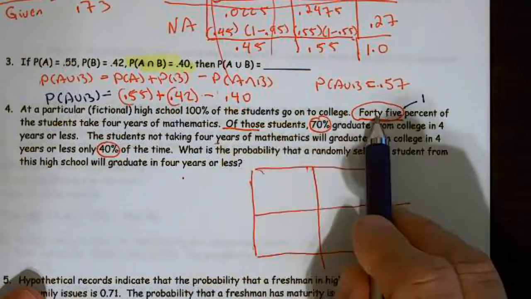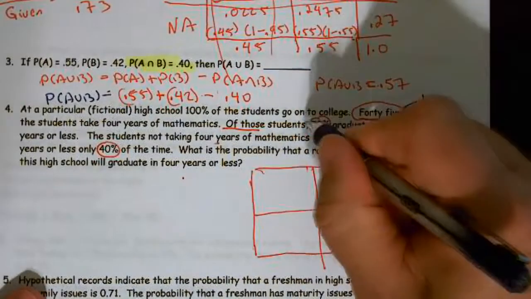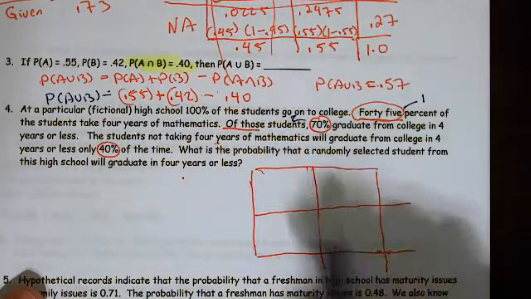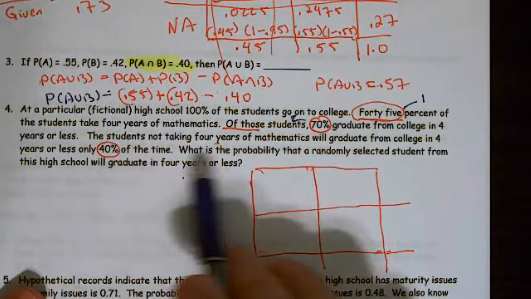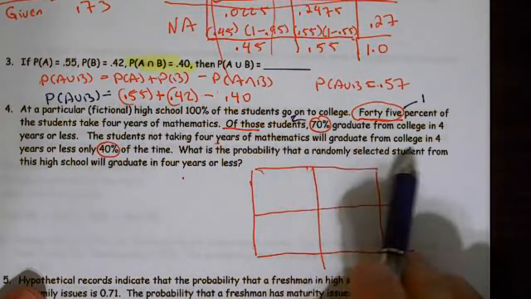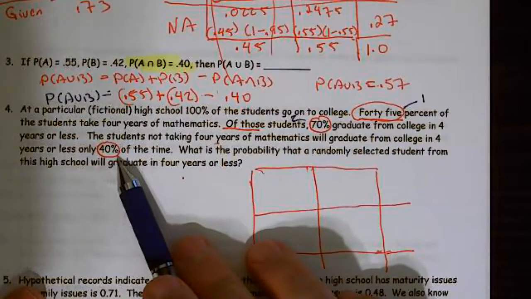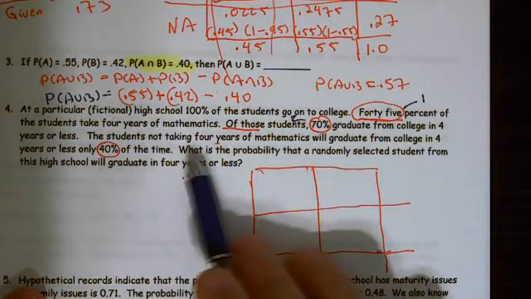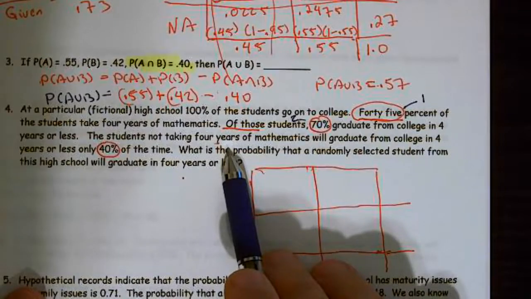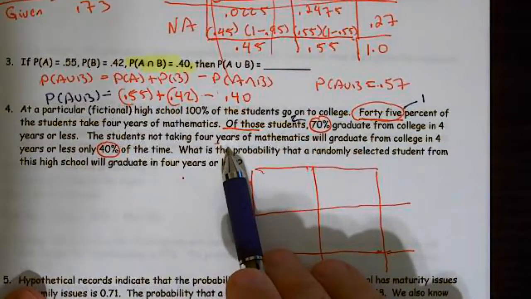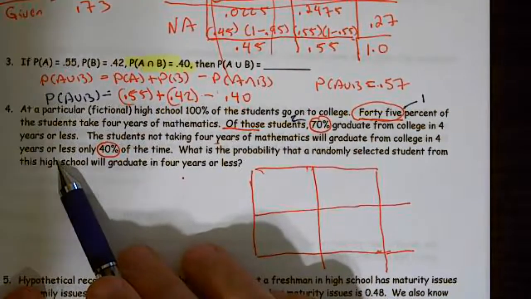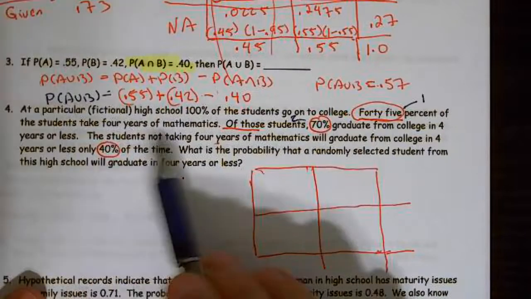So of those students, from the students that take math, this is going to be two variables. The students not taking 4 years of math will graduate from college in 4 years or less only 40% of the time. So not taking 4 years of math. So we're talking about math here and in 4 years or less. So consequently, this is also two variables.